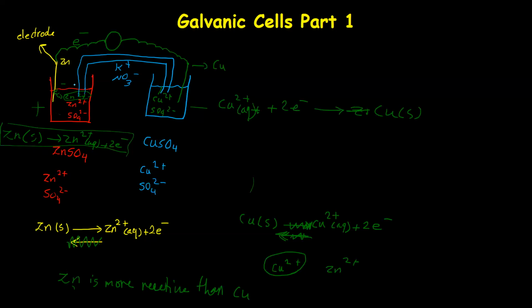Right now, let's see what's happening here. If this solution is positive and we want to make it neutral, NO3- from the salt bridge needs to travel into this solution, and Zn2+ from the solution needs to travel into the salt bridge. And if this side is negative, K+ from the salt bridge needs to travel inside the solution, and SO4 2- from the solution can travel inside the salt bridge. This movement of ions makes both solutions neutral.